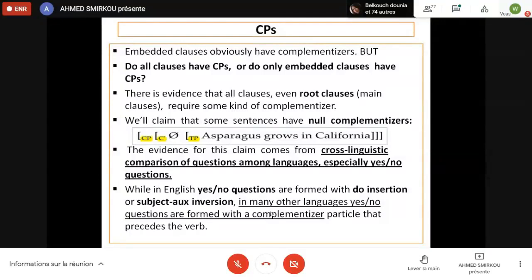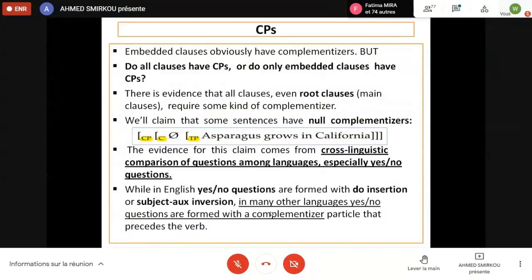Yes, so to summarize, we said some languages such as English use subject aux inversion to form yes or no questions, while other languages such as Irish use a specific complementizer. They don't use subject aux inversion. Fine. But what is more interesting is that languages that use subject aux inversion do not use a specific complementizer in forming yes or no questions, and languages that have a specific complementizer do not use subject aux inversion.